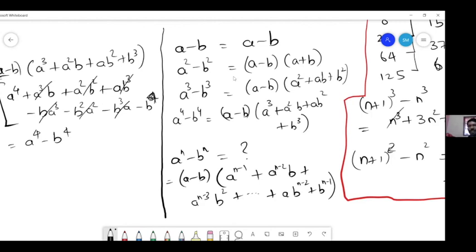I'm wondering one thing, just one thing. What will happen when the number of terms inside the second bracket is an odd number? In that case, what do you mean by odd? So for example, a cube minus b cube case, if you take, right? It is odd there.